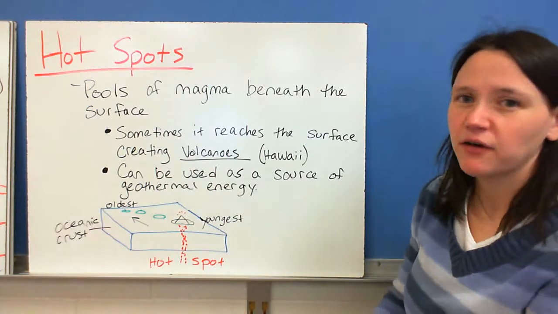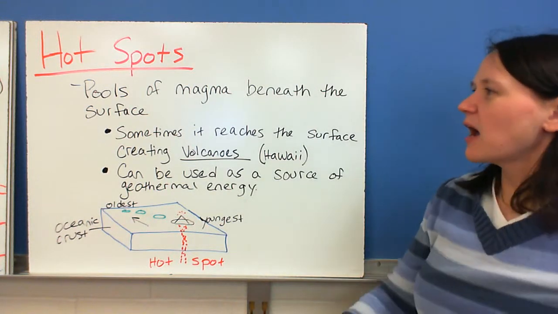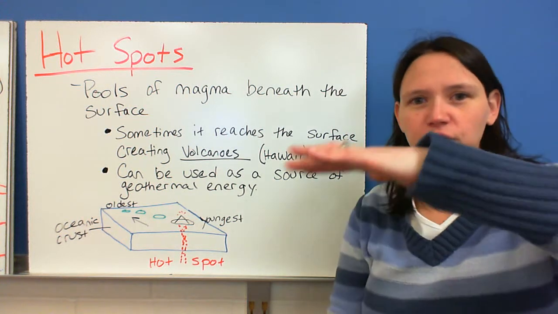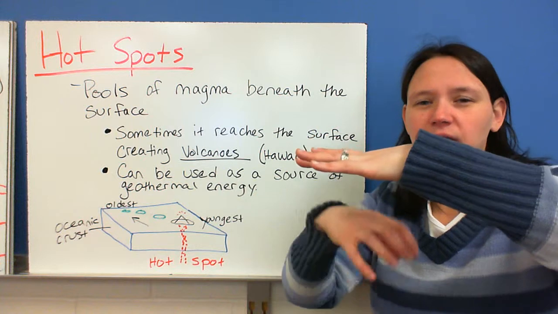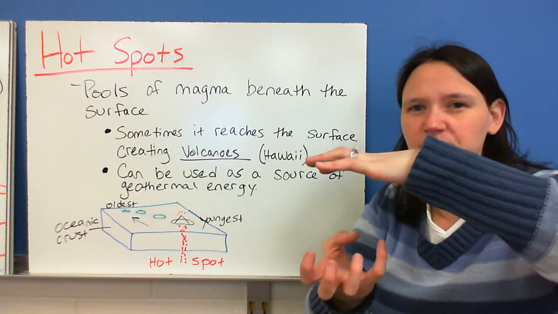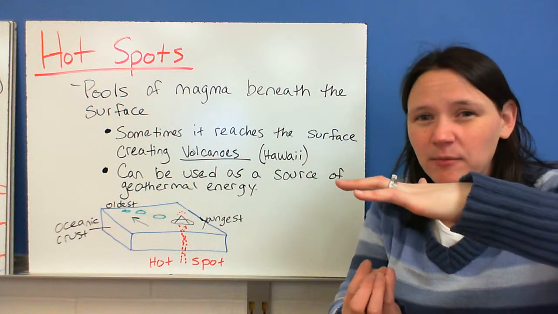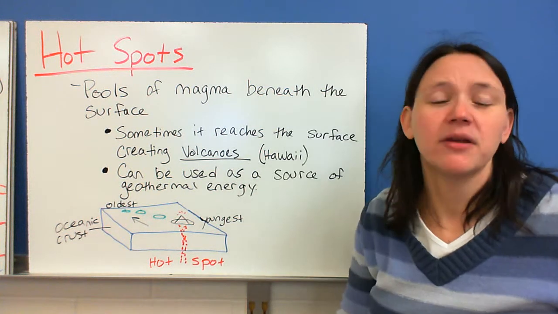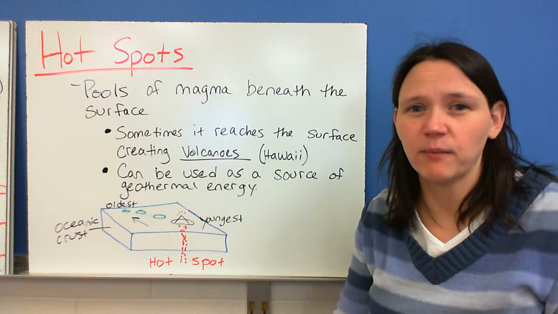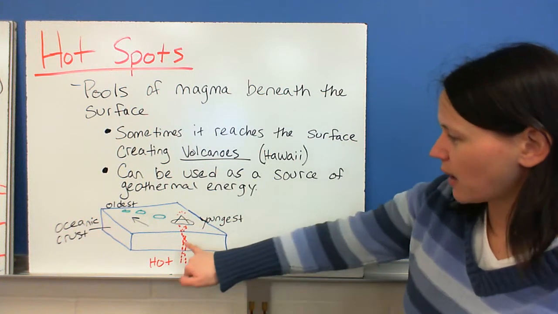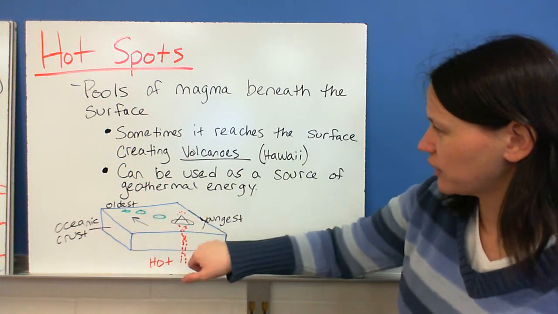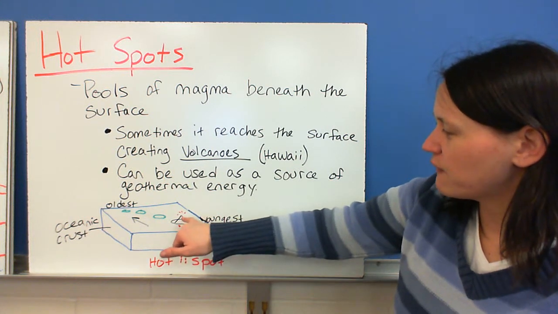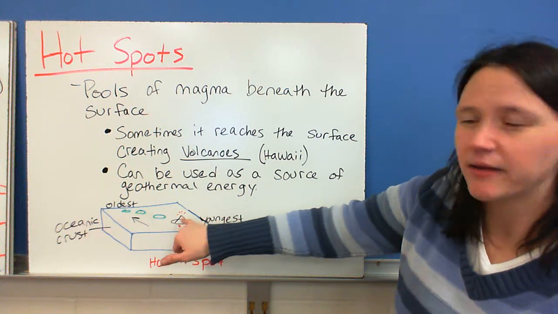The last thing we have here are hot spots, okay? Hot spots are pools of magma beneath the surface. So you've got the surface here, and somewhere beneath it is this pool or area of magma. Sometimes that magma will find its way to the surface, and you end up with a volcano on top. That's pretty much where Hawaii came from. There's a hot spot beneath Hawaii, okay, and this is actually showing that same idea. Right now, there's a hot spot beneath Hawaii, and it formed that mountain right there, that island.